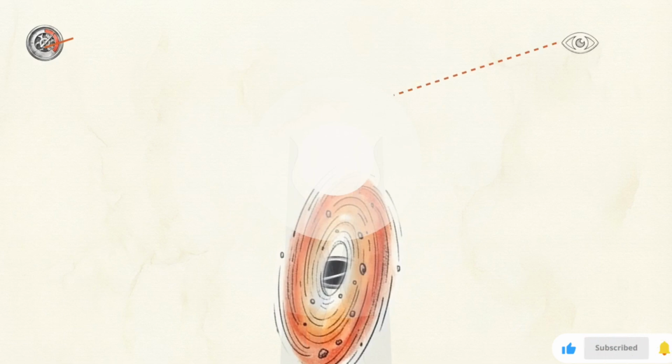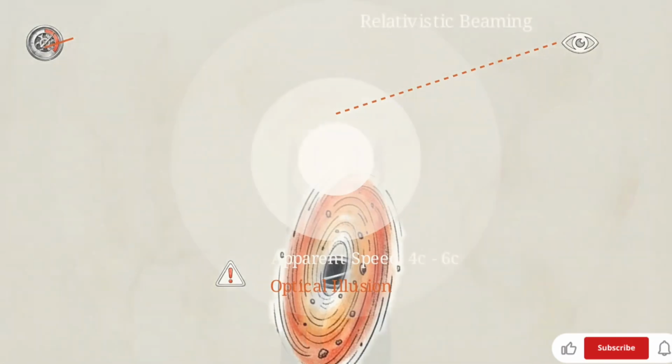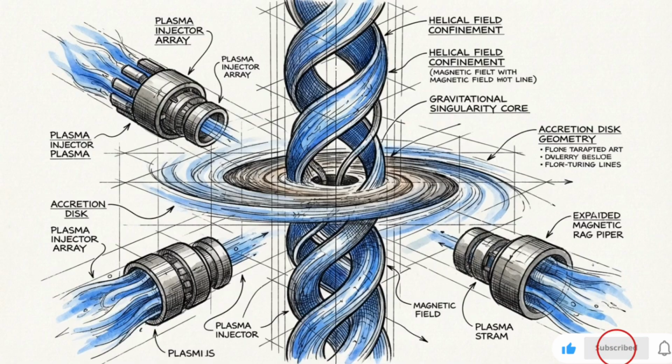Because the plasma moves so fast toward our line of sight, relativistic beaming amplifies the visible jet and renders the counterjet invisible. If you review the telescope data, you might see recorded speeds of 4 to 6 times the speed of light. This is strictly an optical illusion caused by the extreme viewing angle of the plasma approaching us. This configuration functions as a highly efficient magnetic accelerator.